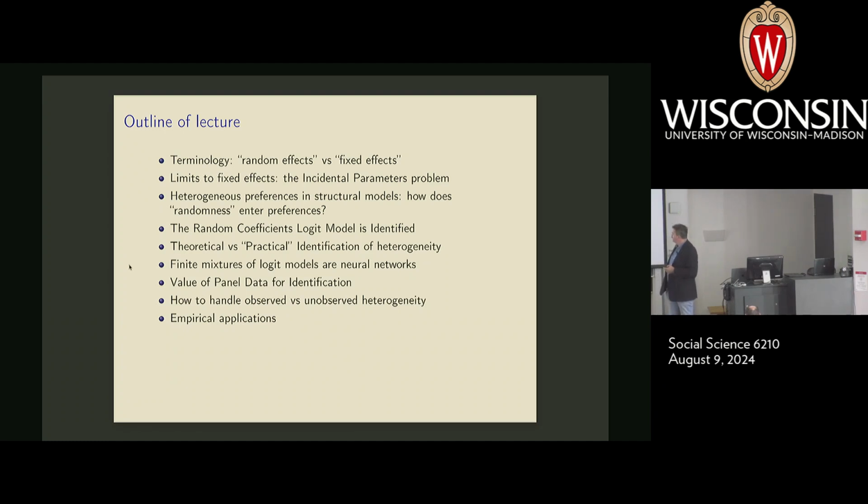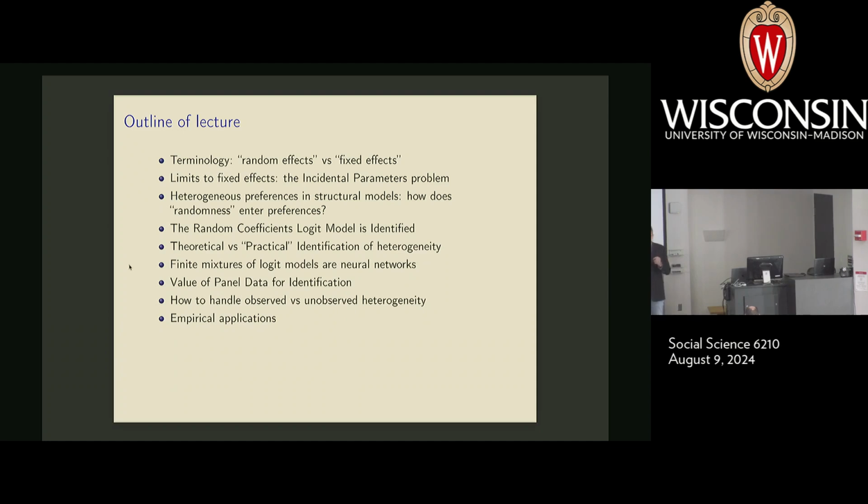Then I'm going to talk about a paper by Jeremy Fox, Stephen Ryan, and Patrick Bajari, and there's another co-author I forgot. I always forget that other co-author. It's called The Random Coefficients Logit Model is Identified. I thought that was a very bold title, and that got me started looking at this about 4 years ago. What I'm going to argue is that there's a difference between theoretical identification and practical identification as an applied person.